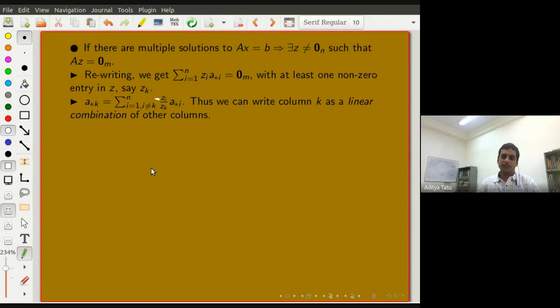So the interpretation of this equation is that using a linear combination of all columns except the kth column, I can construct the kth column of the matrix A.